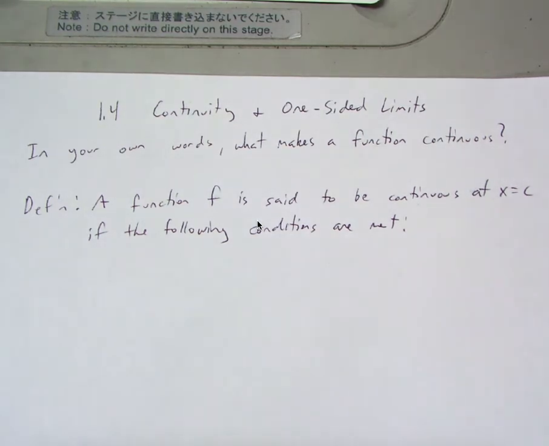Now, in order for a function to be continuous over the entire interval, it has to be continuous at every single point in that interval. So that's why we discuss continuity at a particular point, because if a function is continuous at every single x value, then it's continuous over the entire interval. So let's see about these conditions.